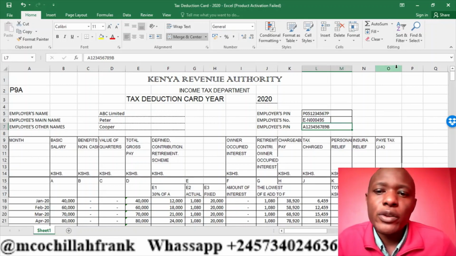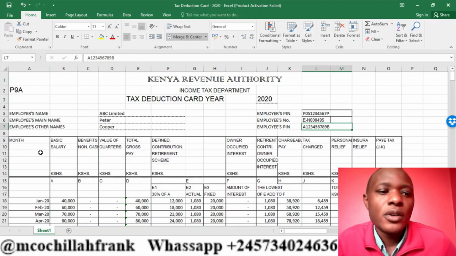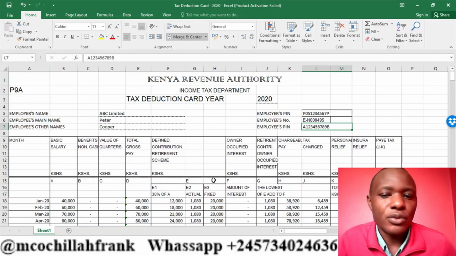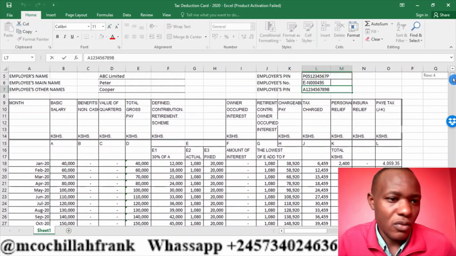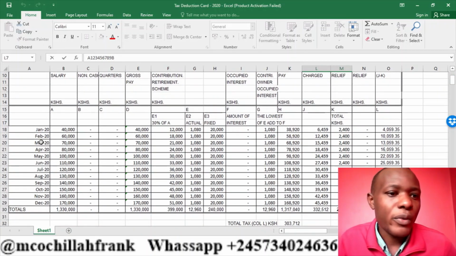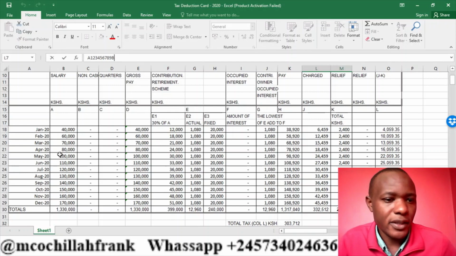So you will use the employer's PIN and the employee's PIN after logging into your iTax, but I'll show you that in another video. So when you come down here, these are actually the months that you worked. As you can see here, we have January, February, March, April, May, June, July, August, September, October, November, and December.